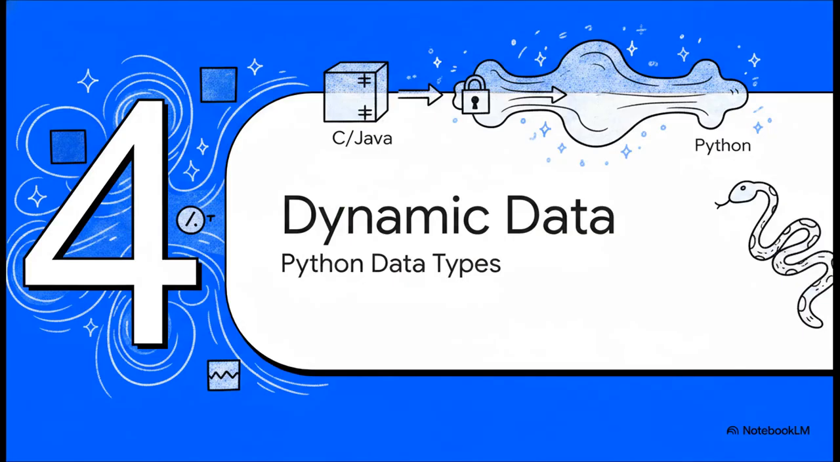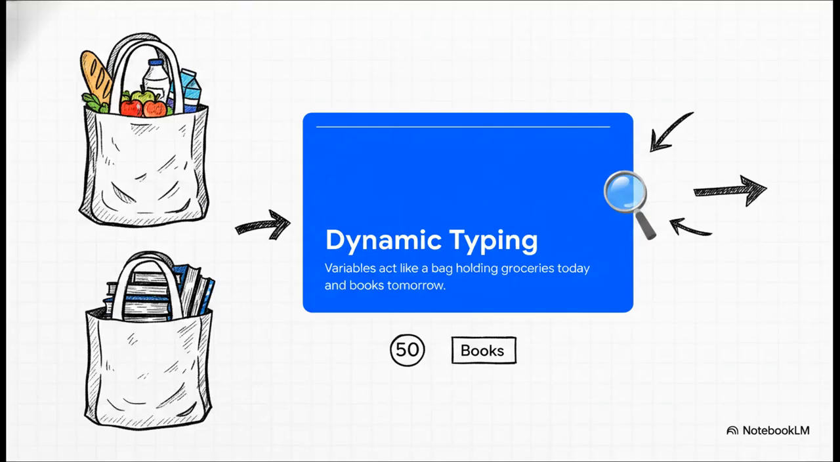Section 4, Dynamic Data. Let's see how Python handles different data types. Python has this amazing feature called dynamic typing. You don't have to announce to Python, hey, this variable right here, it's only for numbers. You don't have to do that at all. Instead, a variable in Python is like a reusable shopping bag.